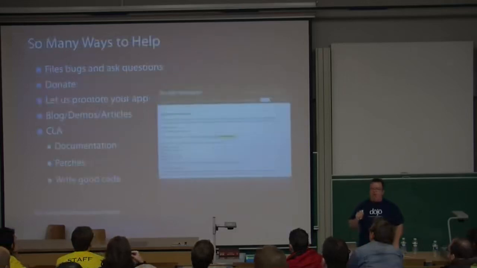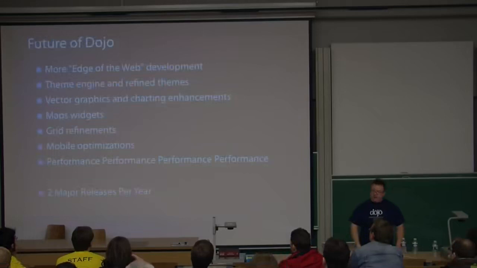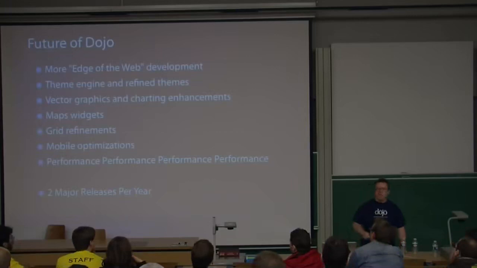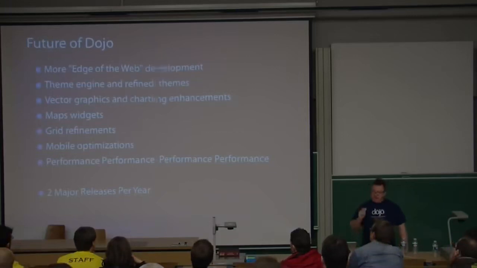We're always looking for help. People may have this perception that we're this big corporate entity. No, we just have a few large companies that contribute developers as well. So we're always looking for help in almost any way, shape, or form. The future of Dojo, I've talked about it a little bit, but basically lots of edge of web development, lots of enhancements, more work on mobile and performance, easier to use APIs, etc.